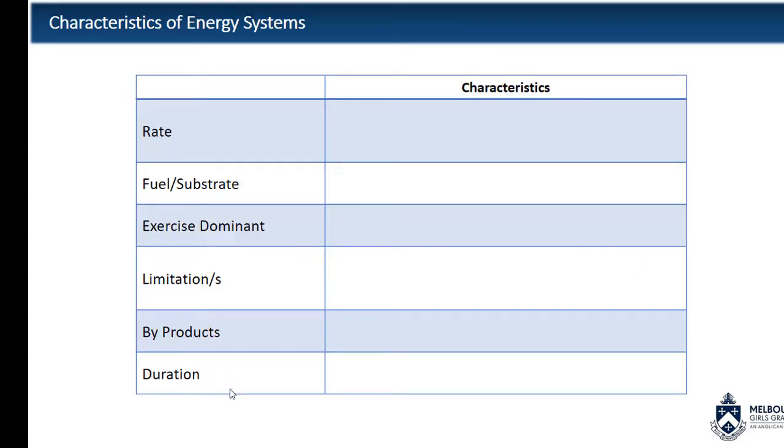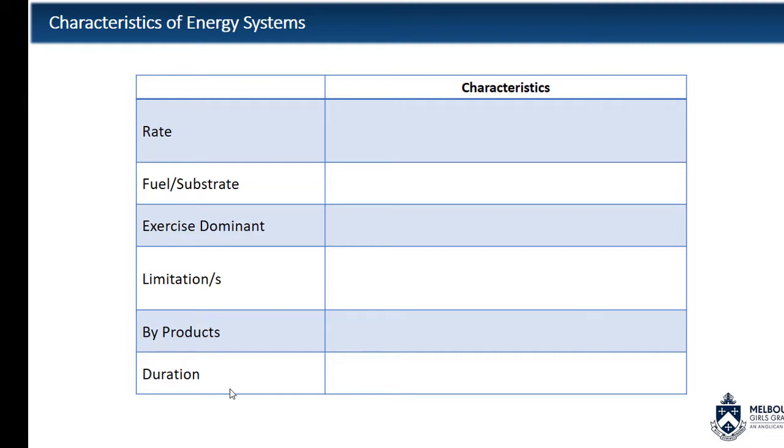Now, it's important that you're able to fill out a table such as this, the characteristics for each of the energy systems. You need to be able to rank them in terms of their rate and the amount, the fuel that they use, what it's limited by. So the ATP-CP system is limited by fuel depletion, CP, the anaerobic glycolysis by accumulation of metabolic byproducts, and the aerobic system by the rate. It's too slow. You should be able to identify an exercise or activity that each energy system is dominant for, as well as the duration of effort that energy system is dominant for when considering maximal intensity exercise.